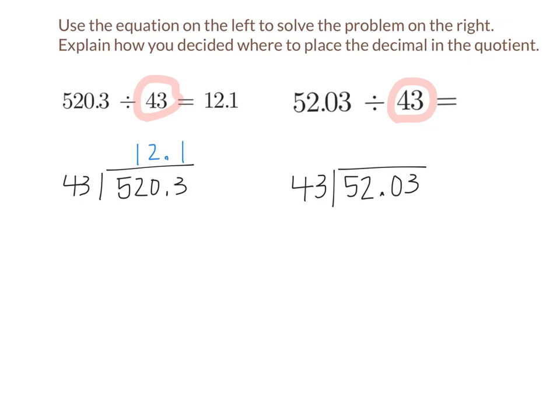So which one will have a bigger answer? The one where we started with 520.3 or the one where we started with 52.03? The first one will be bigger, right? Because we're starting out with more stuff. How does this whole, 520.3, compare to this whole, 52.03? Rohan? 520.3 is 10 times bigger. So then this answer, which we don't know yet, is it going to be bigger or smaller than this one? It's going to be 10 times smaller. What's 10 times smaller than 12.1? 1.21. So go ahead and write that down.